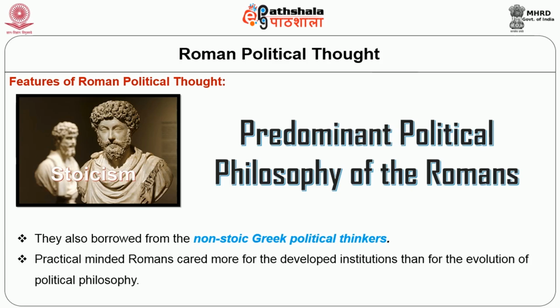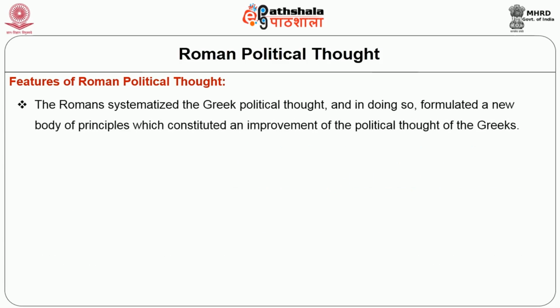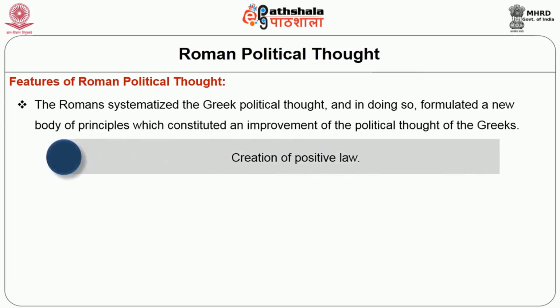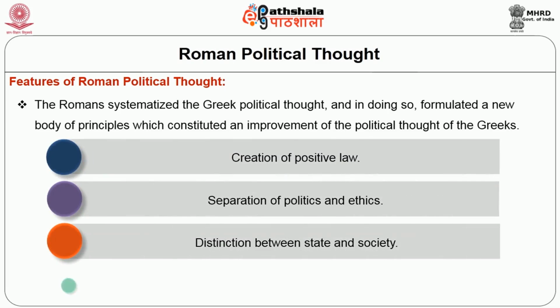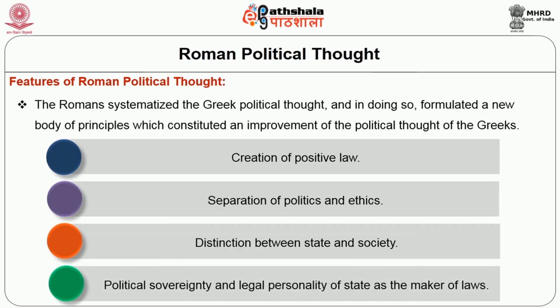Practical-minded Romans cared more for developed institutions than for the evolution of political philosophy. The Romans systematized the Greek political thought and in doing so formulated a new body of principles which constituted an improvement of the political thought of the Greeks. The new principles are broadly concerned with: first, creation of positive law; second, separation of politics and ethics; third, distinction between state and society; fourth, political sovereignty and legal personality of the state as makers of law.